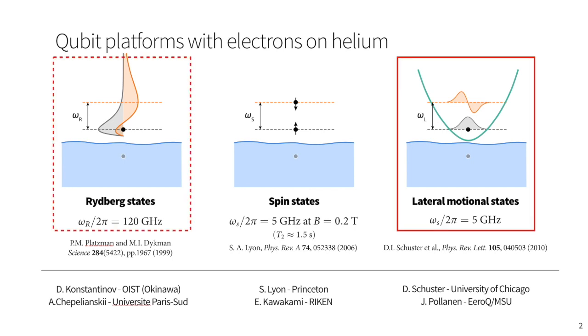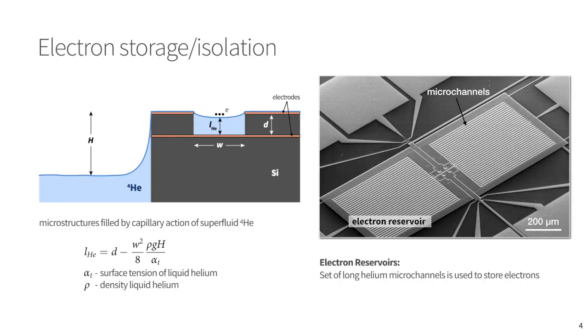In this talk, I'm going to focus on the chip architecture, which can utilize lateral motional states as well as Rydberg states. The chip is a silicon wafer on which we can create a certain type of microstructures. For example, we can create long microchannels. If we take such a device and place it near the helium surface, due to the capillary action, liquid helium fills these microstructures. Electrons can be generated from a tungsten filament located above the helium substrate, and electrons can easily land on the helium surface, creating surface state electrons.